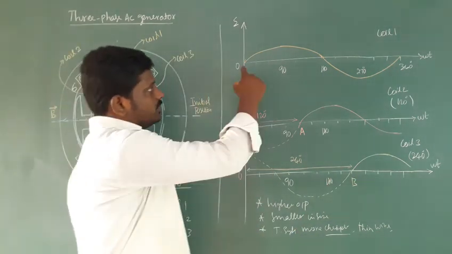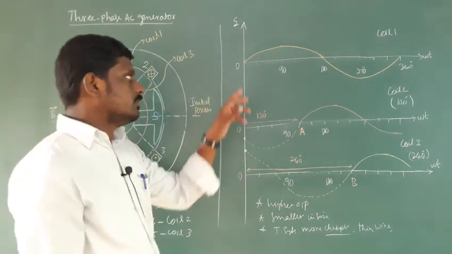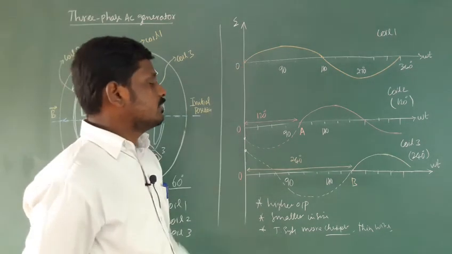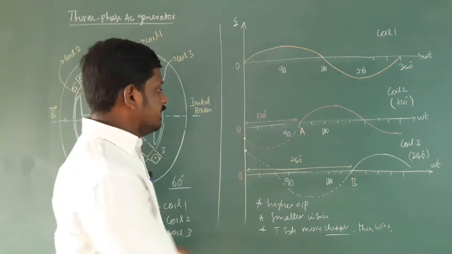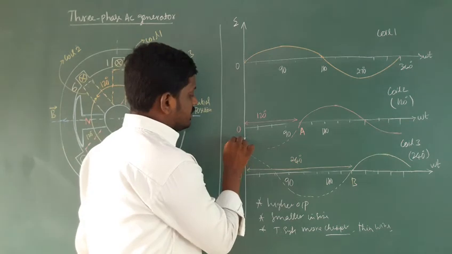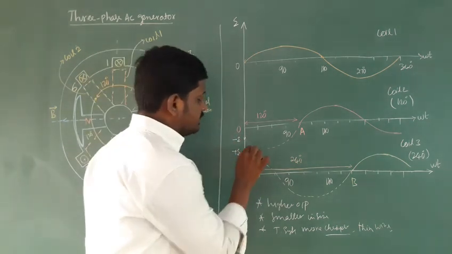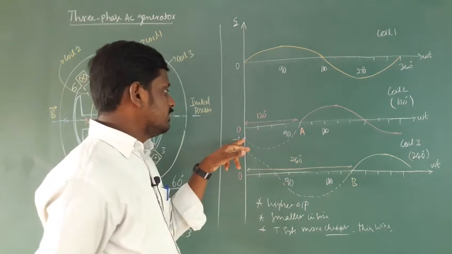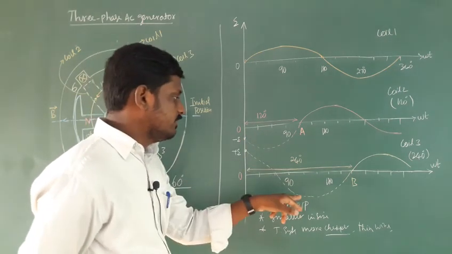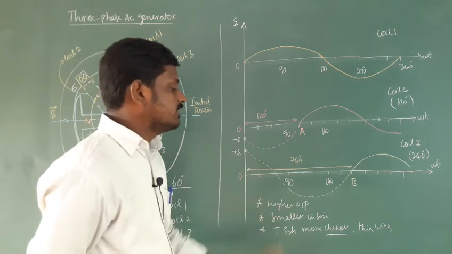Coil 1 produces the induced EMF from the point 0, that is from the origin. In the reverse cycle it has a negative maximum, while this one is positive. If you reverse the cycle you get negative, and if you reverse the third cycle you get positive. These are the differences.